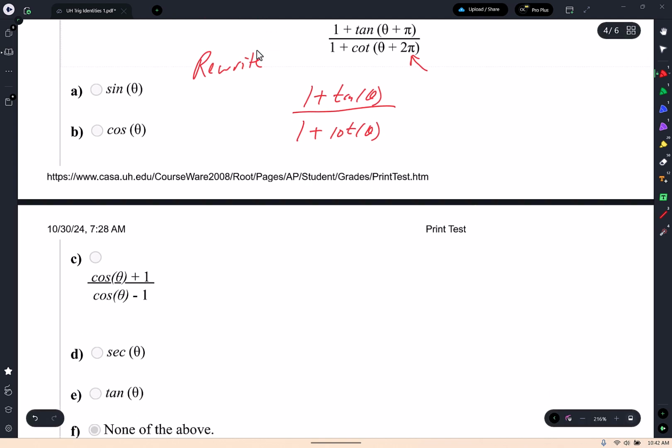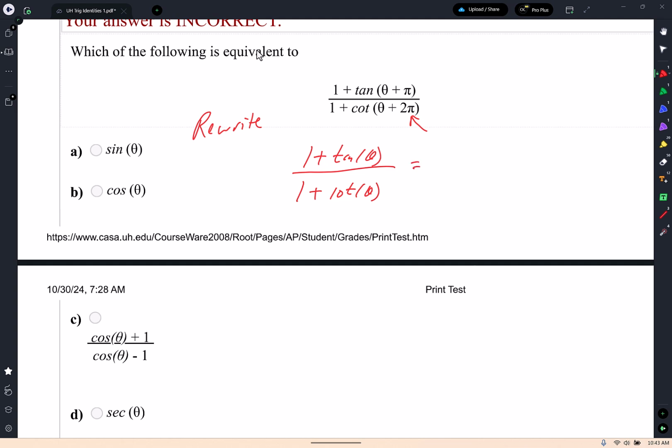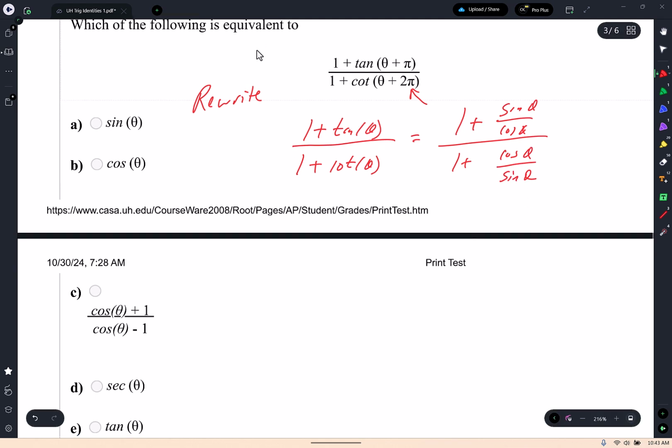If I were to see that answer somewhere, which I don't, but if I were to see that answer, I would have chosen that. So now, what am I going to do? I'm going to write it like this. 1 plus tan is sine over cosine over 1 plus cosine over sine. Write that. Now what I need is a common denominator in the numerator and a common denominator in the denominator, if that makes sense. So that 1, I'm going to turn it into cosine over cosine. Cosine over cosine is still 1.